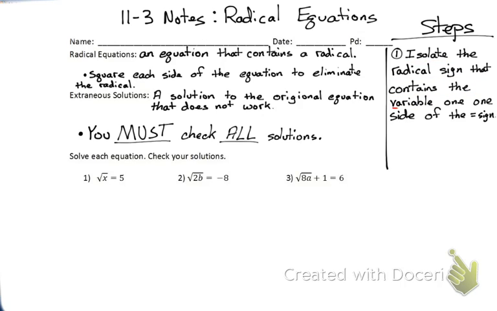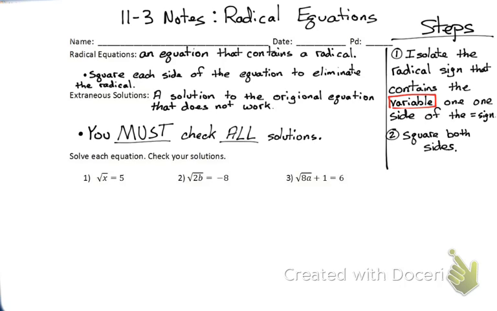We are only worried about the radical sign that contains the variable. So you're going to isolate the radical sign that contains the variable on one side of the equal sign. And that's really what isolating means anyhow: getting the radical with the variable in it all by itself on one side of the equal sign.